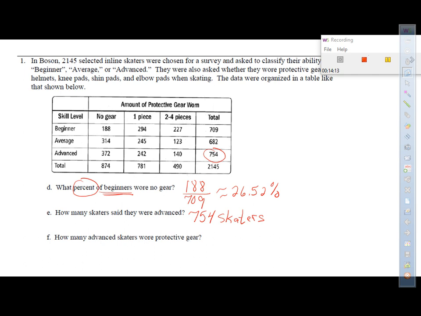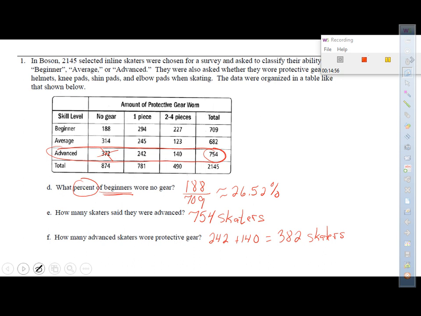And then part F, how many advanced skaters, so we're only talking about the advanced skaters, wore protective gear. So you only get to use this row right here. These guys did not wear any protective gear, so 242 said they wore one piece. An additional 140 said they wore 2 to 4 pieces. Looks like a total of 382 skaters. So guys, sometimes to get information from the chart, you got to do a little bit of math. Now this was really kind of an easy one.